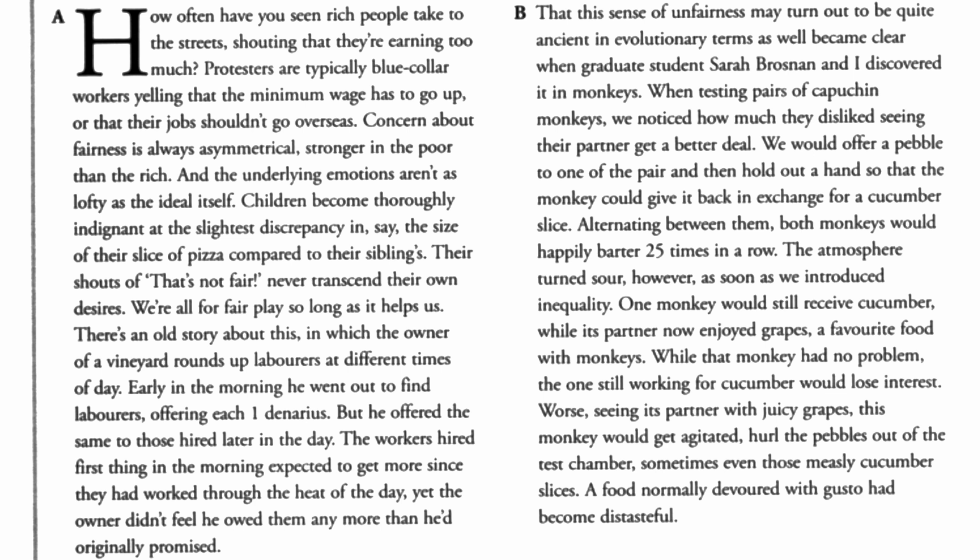Alternating between them, both monkeys would happily barter 25 times in a row. The atmosphere turned sour, however, as soon as we introduced inequality. One monkey would still receive cucumber, while its partner now enjoyed grapes, a favourite food with monkeys. While that monkey had no problem, the one still working for cucumber would lose interest.